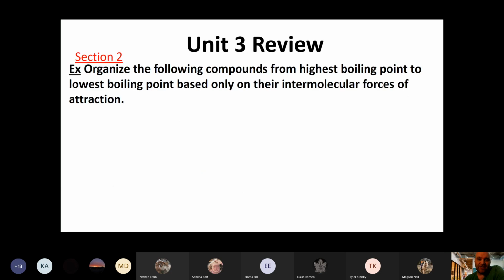So a quick little application of this is when we want to organize these from highest to lowest boiling point. Be careful about the type of question I ask. Sometimes I'll ask highest, sometimes I'll ask lowest. And it's really just based on their attractive forces.